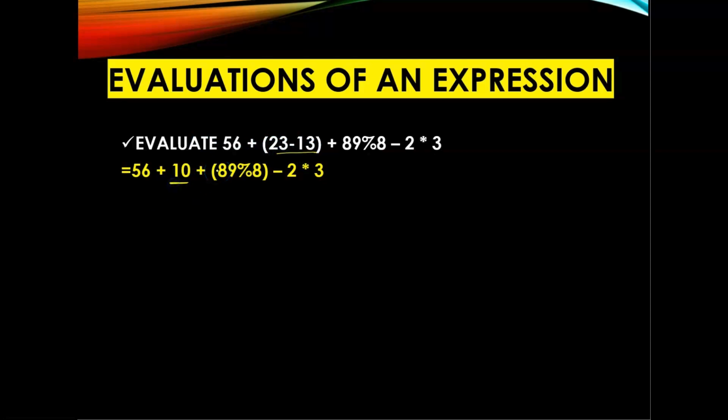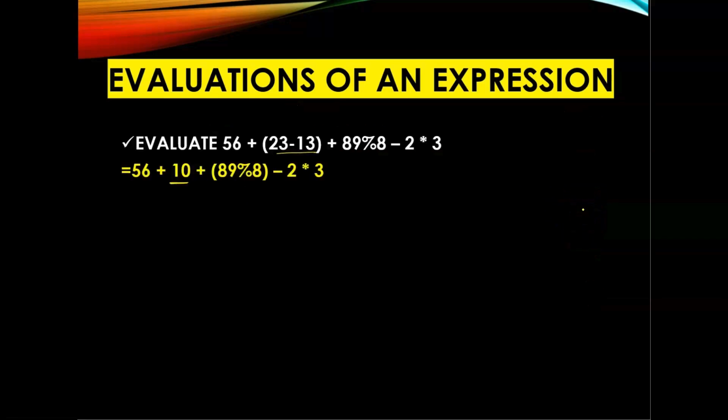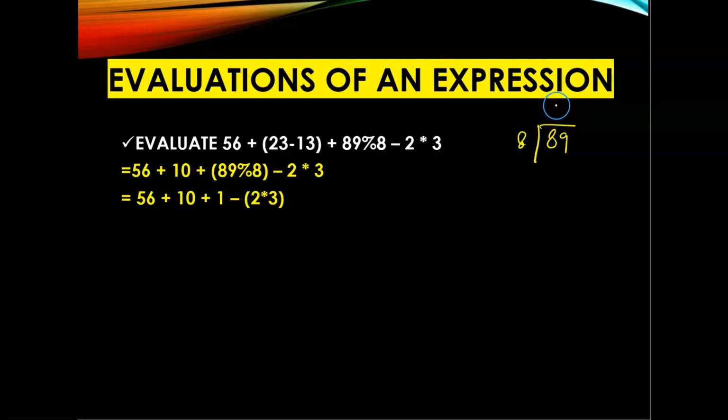Subtract it. For the next precedence, it moves on to the exponentiation operator, but we do not have any exponentiation. The next is the modular division operators. The next precedence goes to the modular division. So 89 modulus 8 is 1. It gives you the remainder. So 89 divided by 8: 11 eights are 88 and 1 is your remainder. So that is your answer.